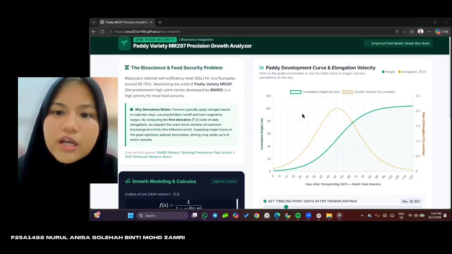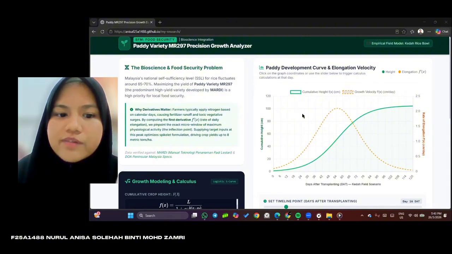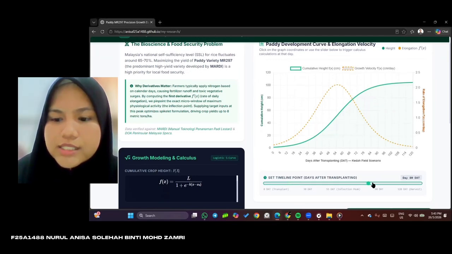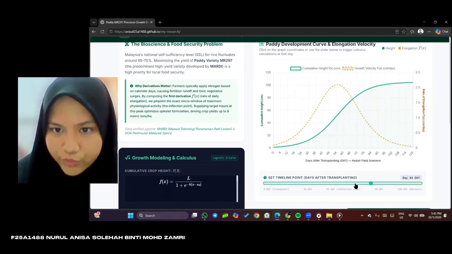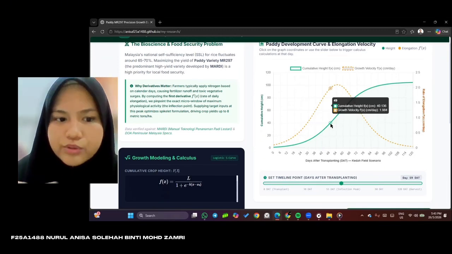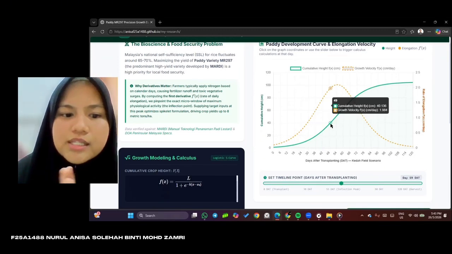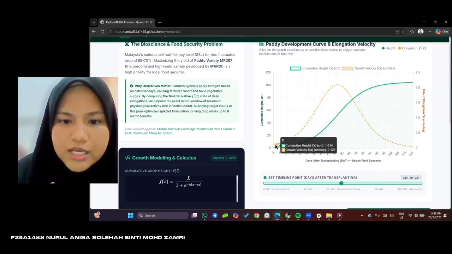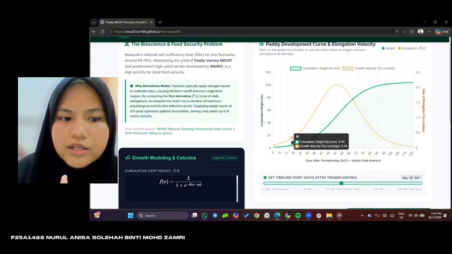If we look at our precision analyzer interface, we can track the crop's development by adjusting the timeline slider. So here is the timeline slider. We can just slide to see the growth. Let's break down the key biological milestones. At day 0 until 25, this is the seedling and early vegetative stage.